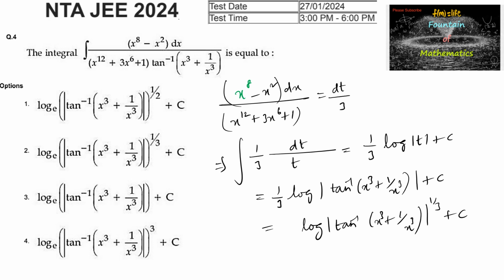So we can go with an option, tan inverse of (x^3 + 1)/x^3 whole to the power 1 by 3 plus c, is option B. So option B is the answer.